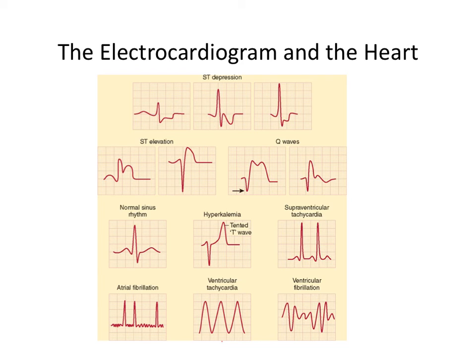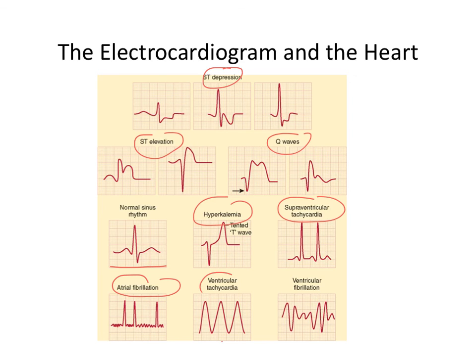In summary, over the course of these 2 lectures, we've been able to describe how we obtain a normal electrocardiogram such as the one pictured here. We also learned a basic interpretation of the normal electrocardiogram. Further than the normal electrocardiogram, we've described several findings that are abnormal in an electrocardiogram in a patient undergoing surgery or in the perioperative period, such as ST depression, ST elevation, and Q waves. We've also described findings that would be typical of hyperkalemia, supraventricular tachycardia, atrial fibrillation, ventricular tachycardia, and ventricular fibrillation.